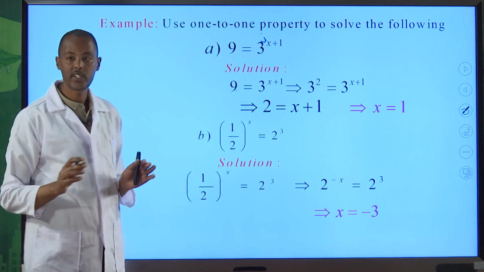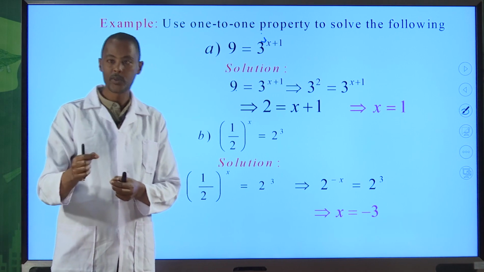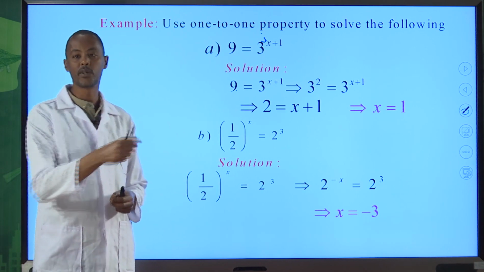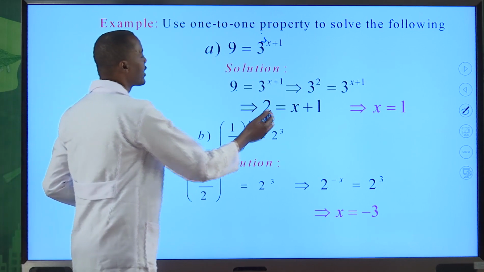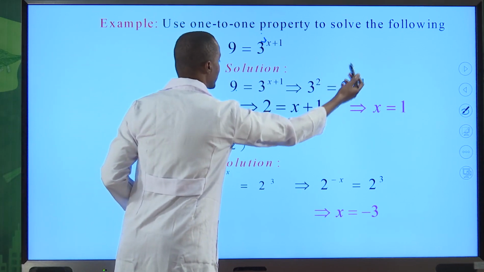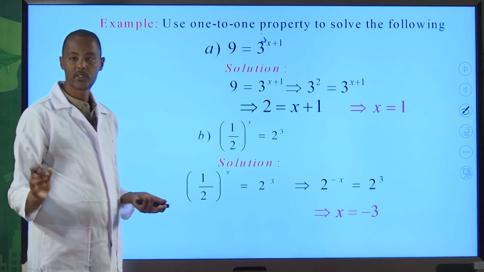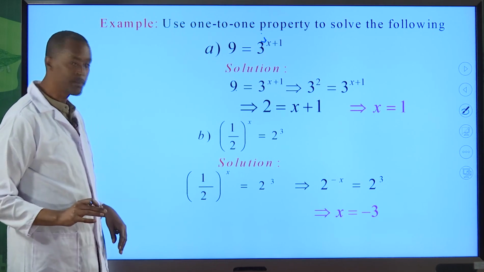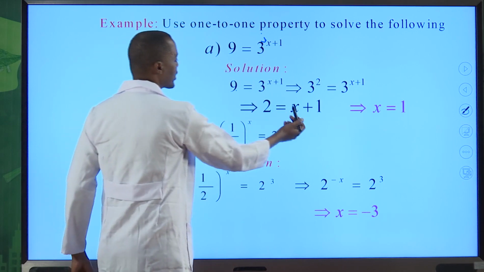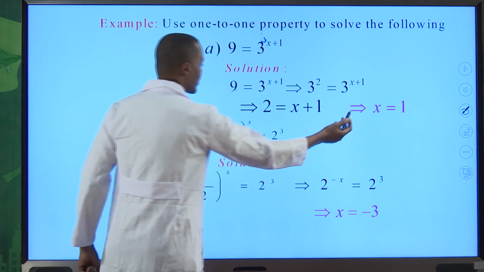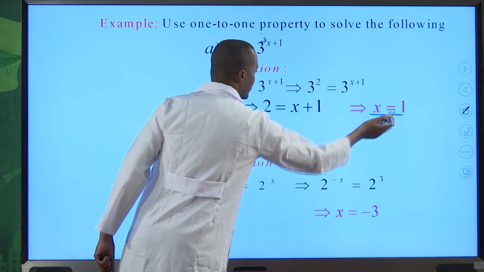So if the exponential function is a one-to-one function, it means that every single point corresponds to a single value of y also, as a functional value. So if 3 to the power of 2 is 3 to the power of x plus 1, it means that 2 must be equal to x plus 1, because there is a one-to-one relationship between the domain and the range of the exponential function. So 2 is equal to x plus 1. Then 1 can be subtracted from the 2, so x is equal to 1.